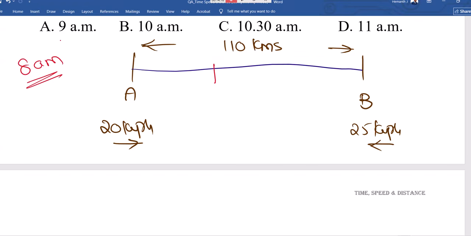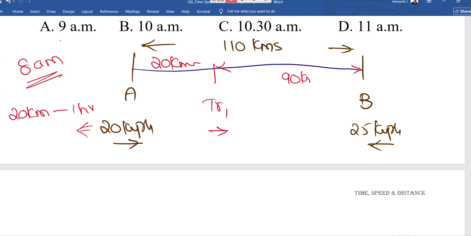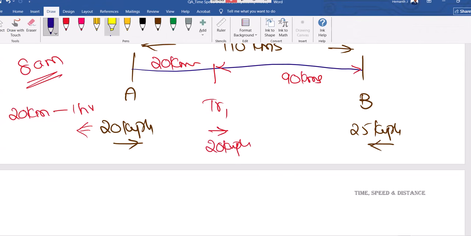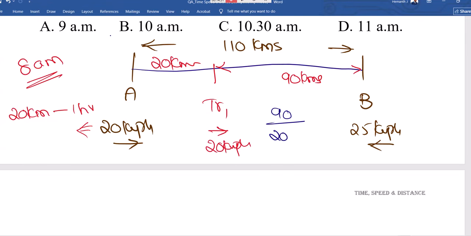By 8 a.m., train 1 has already covered 20 kilometers. Why 20 kilometers? The speed of that one is 20 km per hour, so 20 kilometers in 1 hour. Now what is the distance to be focused on? 90 only. At 8 a.m. both trains are active, so now you can apply the formula. Time is distance by speed. Distance is 90, and for opposite direction you add the speeds.